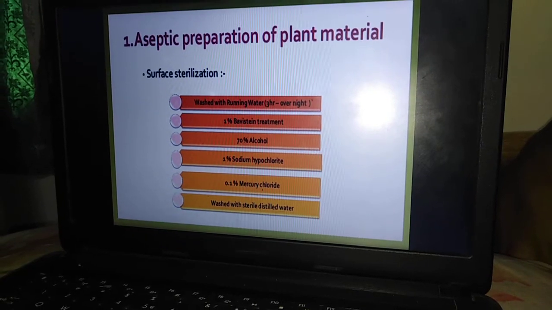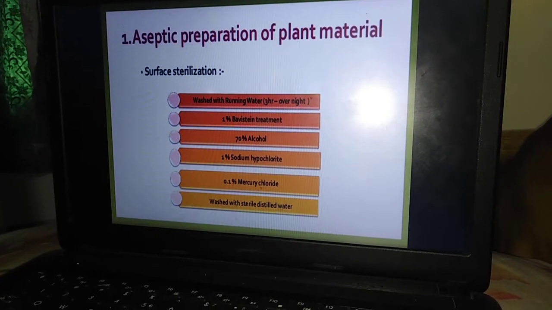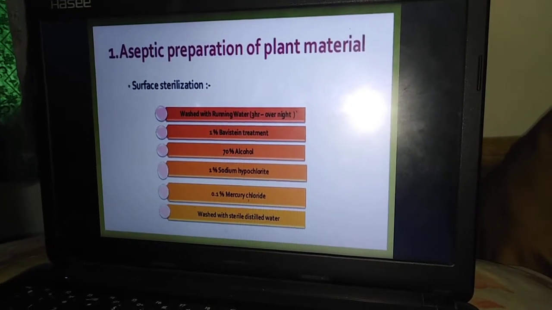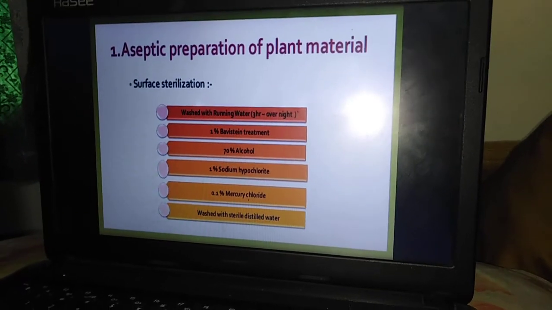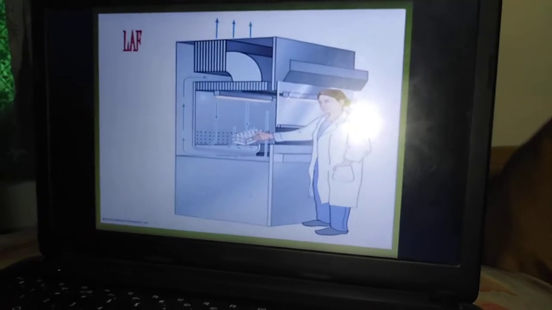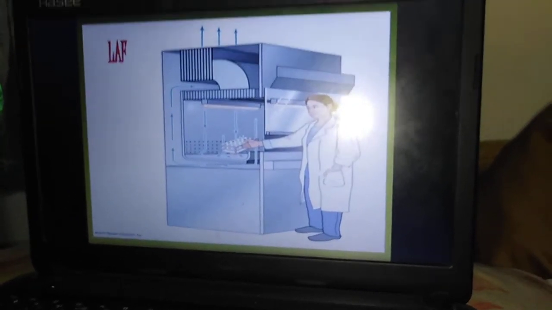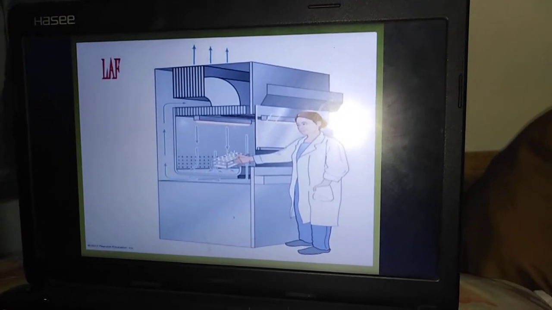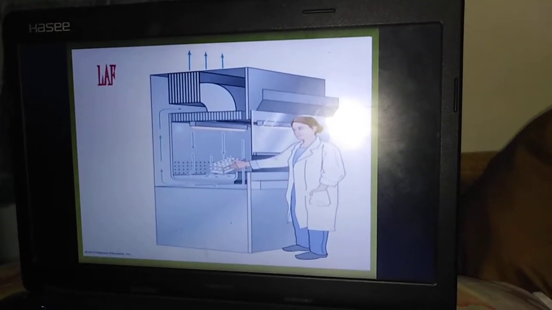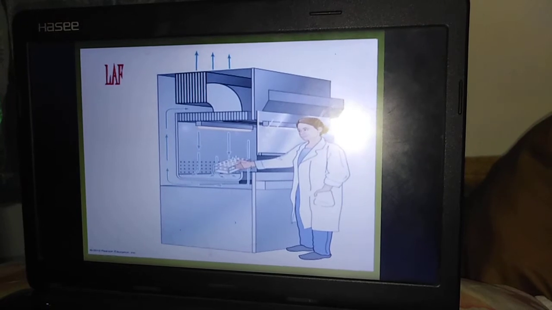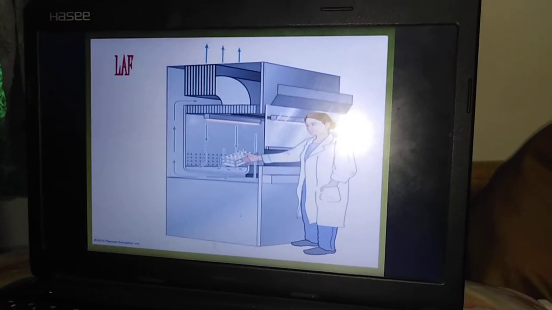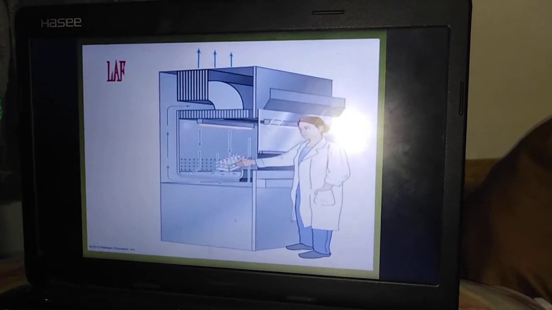it is washed with double distilled water. Otherwise we are saying it is sterile distilled water. After following these steps, the explant material becomes completely sterilized, then it is ready. All these steps, all the treatments of the above mentioned solutions with the explant material, will be carried out in the laminar air flow that we have already seen in our biotech laboratory in our college.